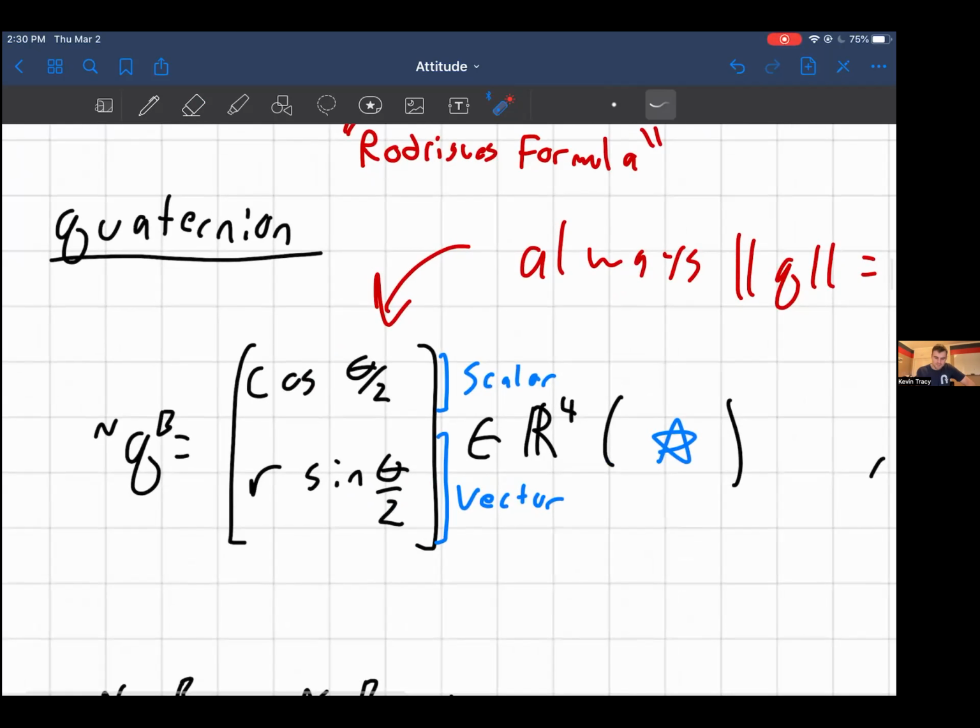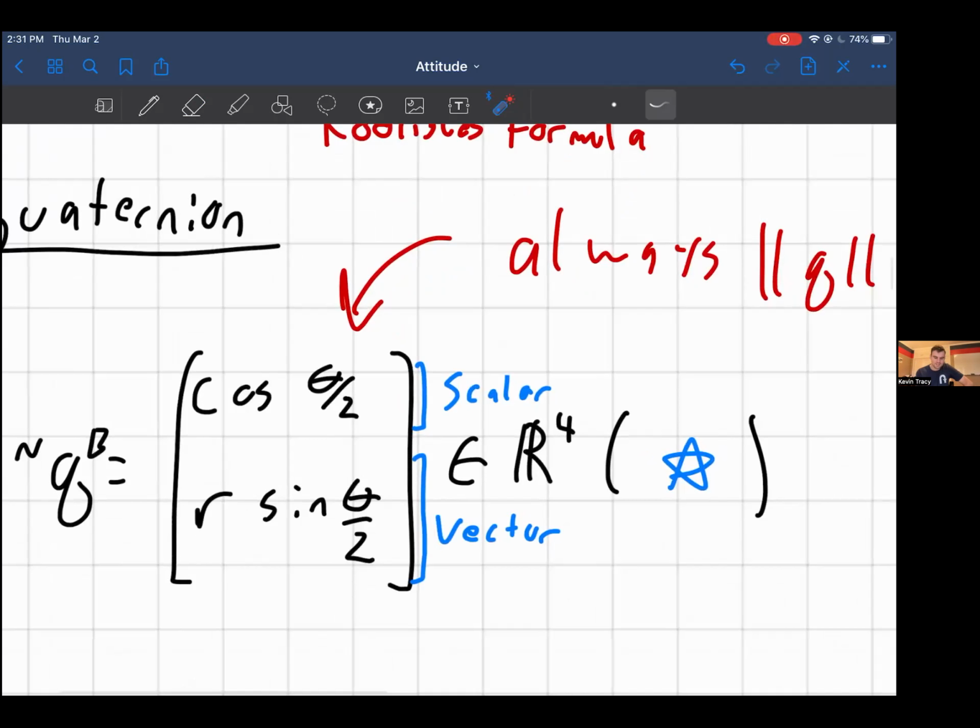And the way we break this up is that we have a scalar portion, which is cosine of theta over 2. Remember our axis angle: R was the axis, theta was the angle. So cosine theta over 2 gives us our scalar part. Then our vector part, which is a length 3 vector, is R times sine theta over 2. There are a few really cool properties about this. One is that if I construct my quaternion from the axis angle and take the norm, no matter what R and theta are, as long as R is a unit vector, this will always be unit norm. So by construction, this quaternion will have a unit norm.